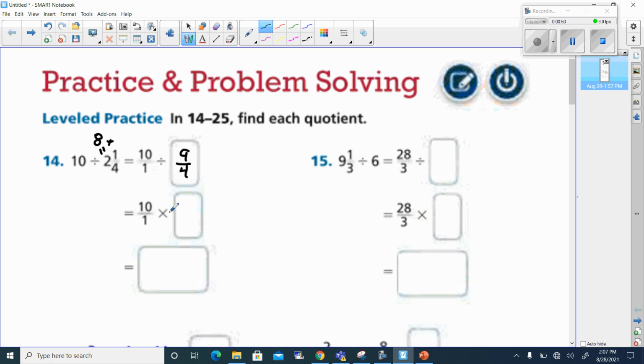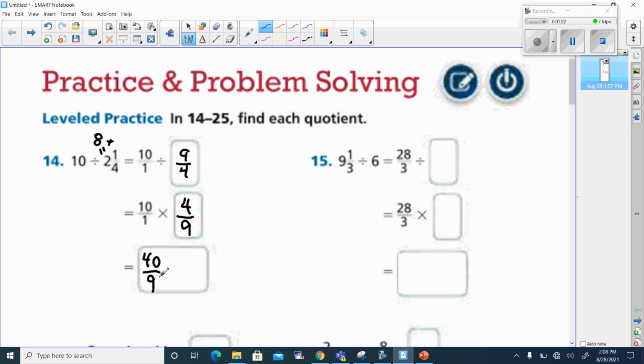Now they change from division to multiplication, which means they're using keep, change, flip. They kept the first fraction the same. They change from division to multiplication, which means we are flipping the second fraction around, creating its reciprocal. And now we simply multiply the top number to the top number. 10 times 4 is 40. And the bottom number to the bottom number. 1 times 9 is 9.